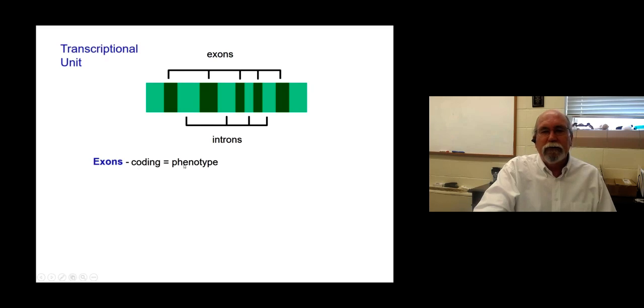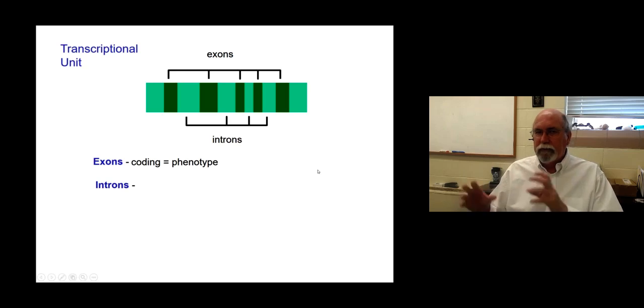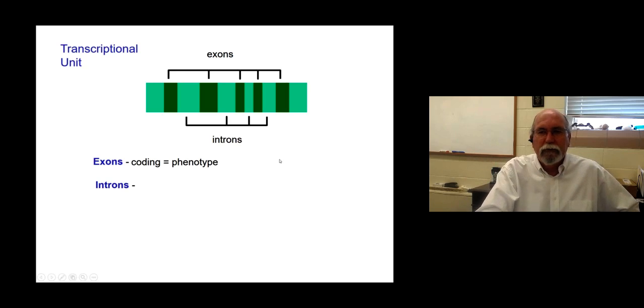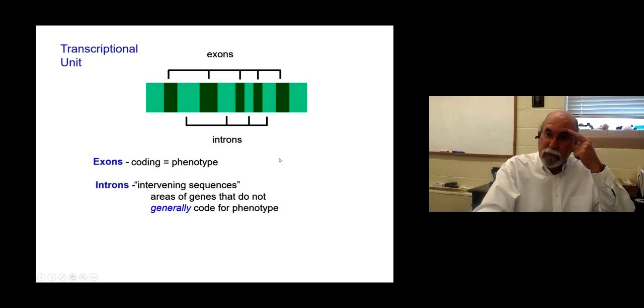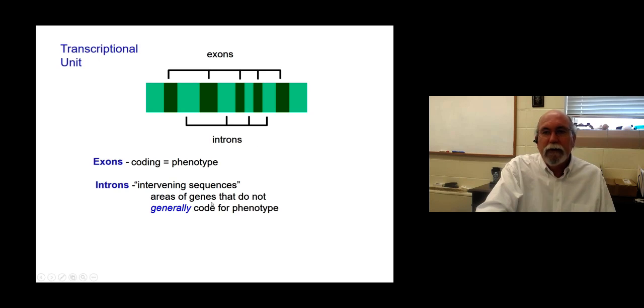Exons are the areas that are eventually going to be coding. They're the area that we're going to end up using to make a mature message and therefore to be translated into a protein. The areas that we're going to leave behind, the scenes of your foot or the wall or whatever you don't want to show, are called intervening sequences. These are called the introns. They generally don't code for phenotype, although introns can become exons. That's one of the things we're going to talk about.